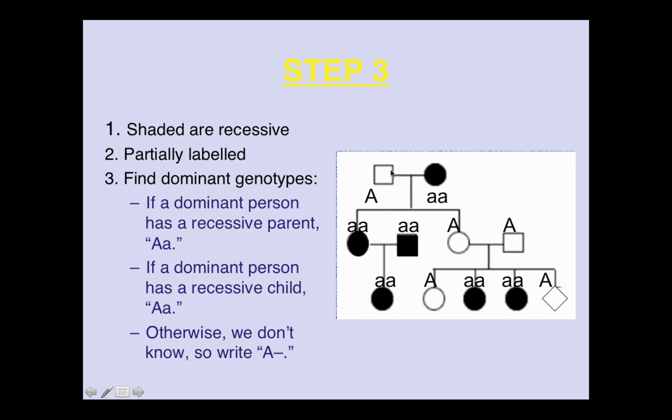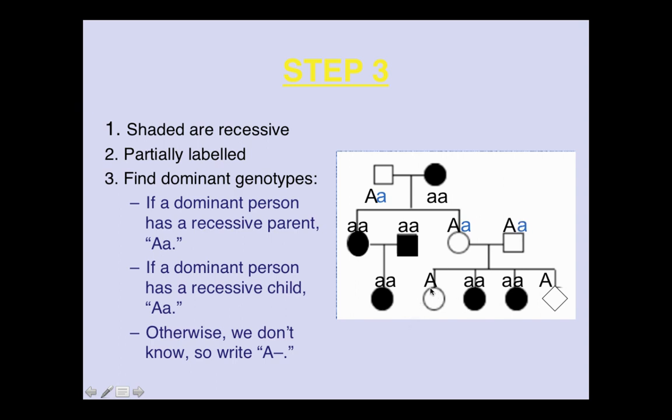So let's start with the first one. Dominant guy here has kids. Are any of the kids little a, little a? This one here is. Therefore, he's big A, little a. Okay, how about this one? Does he have a parent that's little a, little a? Well, absolutely, right there. So he's big A, little a. This one over here, or she's big A, little a. This one over here has children. We don't know who his parents are because they aren't on here, but he does have children who are little a, so he is big A, little a.